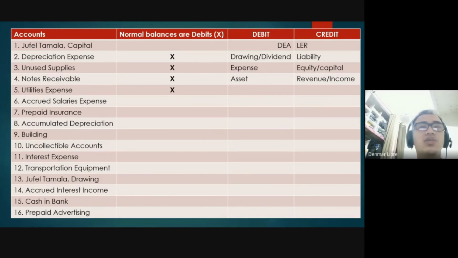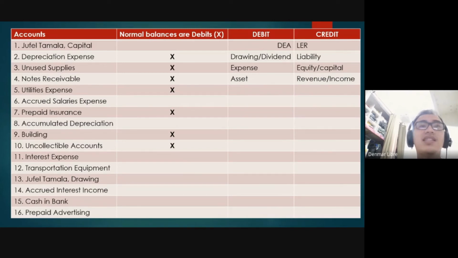Next is prepaid insurance. This is an asset. Next, accumulated depreciation is a contra asset account. When we say contra, that means it has an opposite balance to an asset account. So the normal balance for accumulated depreciation is credit. Next is building. Building is an asset account with debit as normal balance. Next is uncollectible accounts. This is an expense account with debit as normal balance.